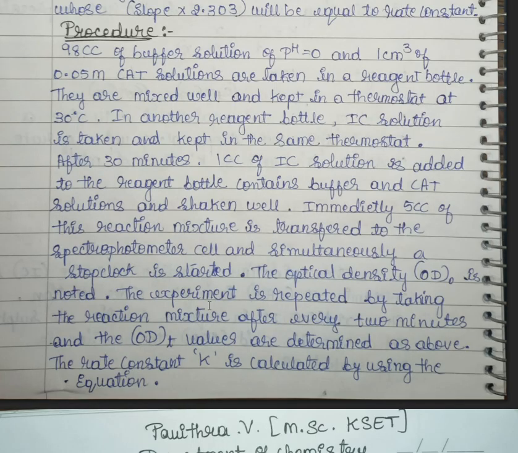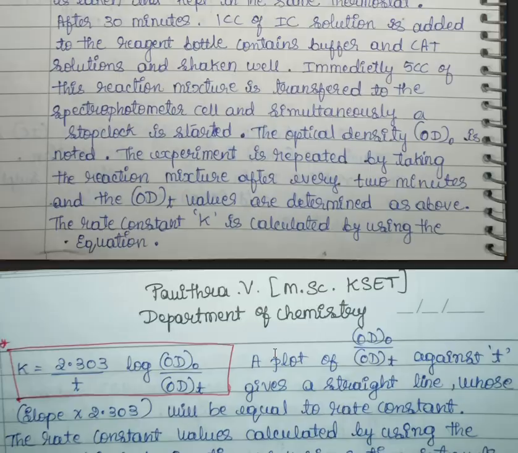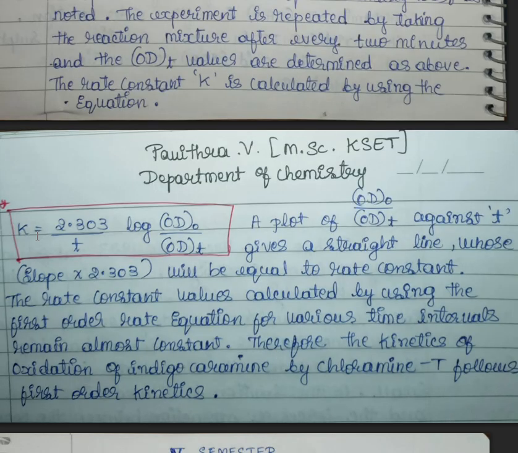After every time interval, like a 2 minute interval, we check the optical density and get ODt. Using the above equation, we calculate k is equal to 2.303 by t log OD naught by ODt. We plot the graph, and the slope multiplied by 2.303 gives the rate constant.